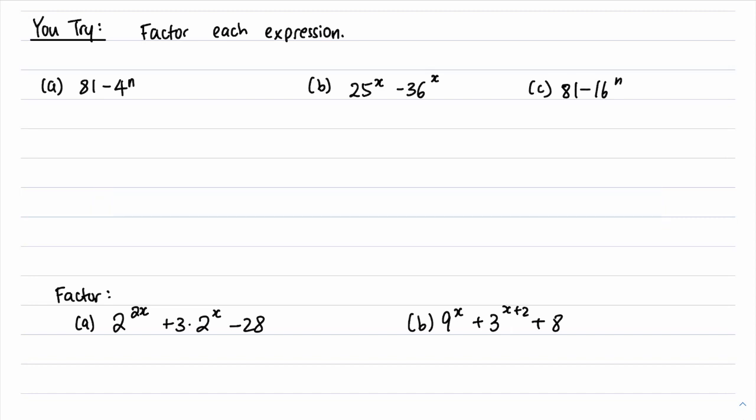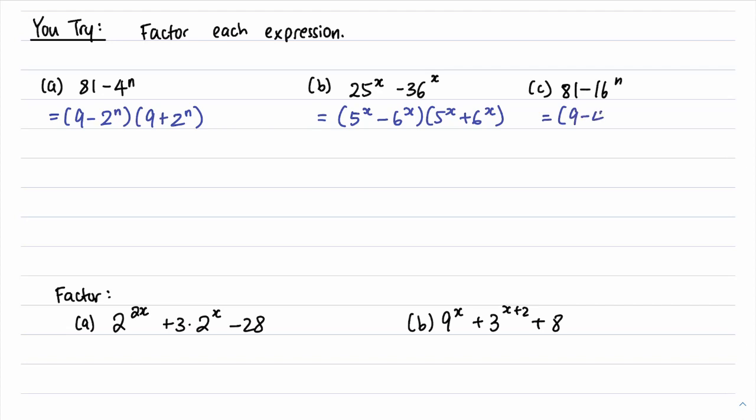All right, let's check our work. So 81 minus 4 to the power of n is a difference of squares that factors to (9 minus 2 to the power of n) and (9 plus 2 to the power of n). B is also a difference of squares, which factors to (5 to the power of x minus 6 to the power of x) times (5 to the power of x plus 6 to the power of x). C, another difference of squares. This factors to (9 minus 4 to the power of n) times (9 plus 4 to the power of n).